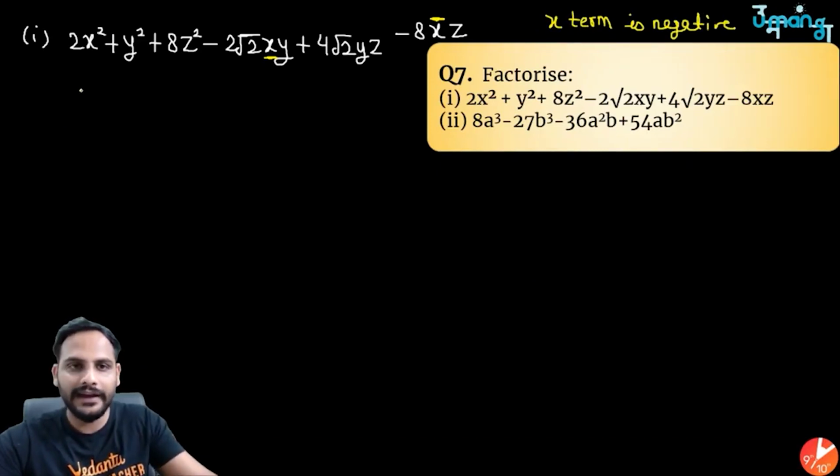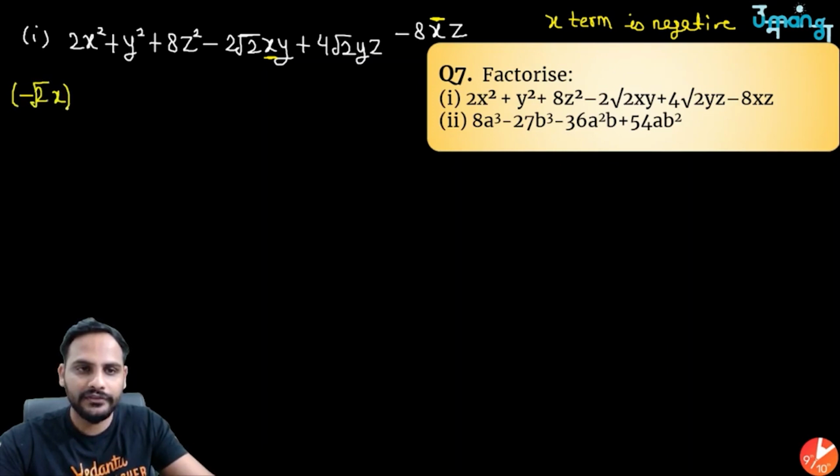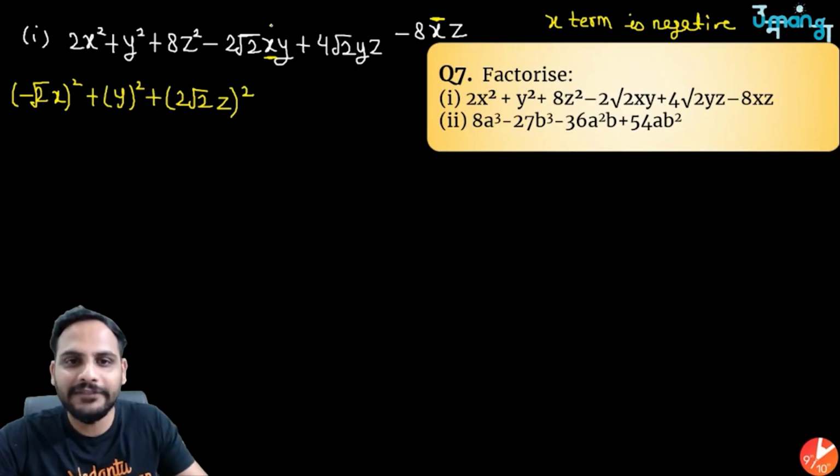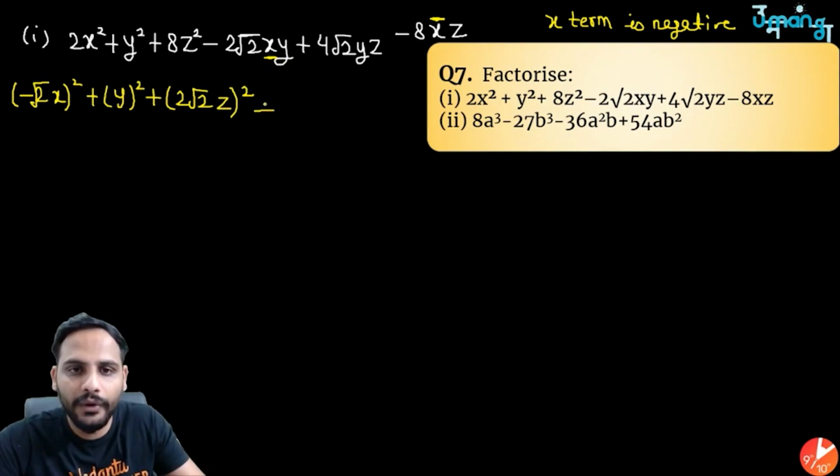So now write this 2x square as minus root 2x whole square plus y whole square plus 2 root 2z whole square. Remember, the negative is outside the square root, inside it is not allowed. Now, after that, minus 2 root 2xy, how can it be written? See, minus of, or I can write as plus 2 times of minus root 2x into y.